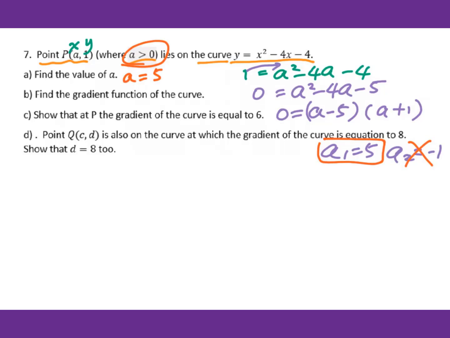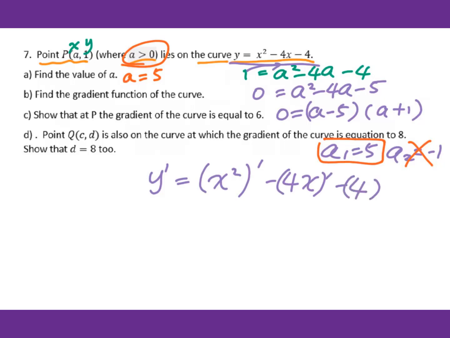Find the gradient function of the curve, which means we do the derivative. y prime equals x squared prime minus 4x prime minus 4 prime. So you get 2x minus 4. This is a 0. For B, we will write down y prime equals 2x minus 4.